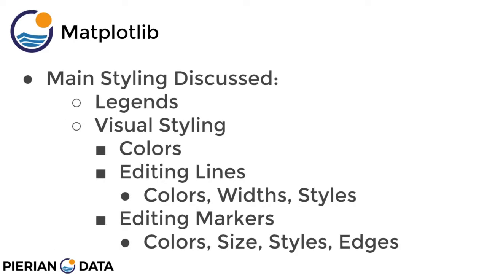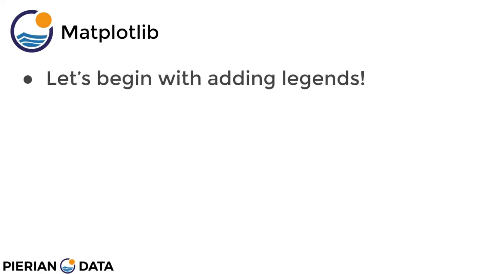The main styling that we're going to be discussing in this series of lecture videos is first, in part 1, we'll just focus on adding in a legend and labels to your visualization. And then in part 2, we'll talk about things like visual styling, editing your colors, editing lines like the different colors, widths, and styles, and then editing and adding in markers like colors, size, style, edges, and so on. Okay, so let's go ahead and jump to a Jupyter Notebook and begin with adding in legends.